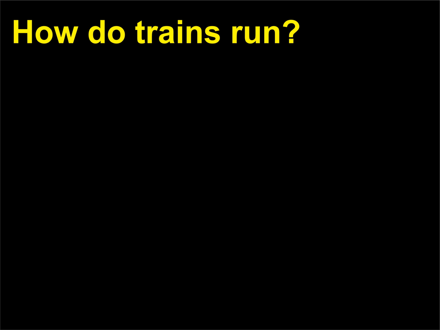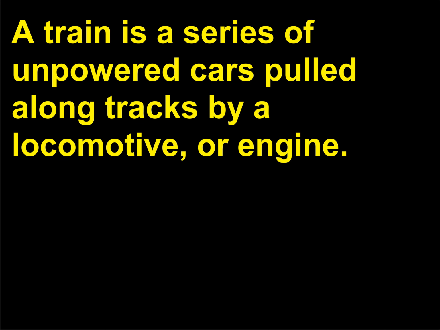How do trains run? A train is a series of unpowered cars pulled along tracks by a locomotive, or engine.